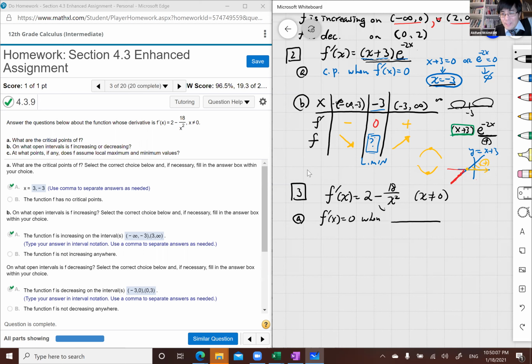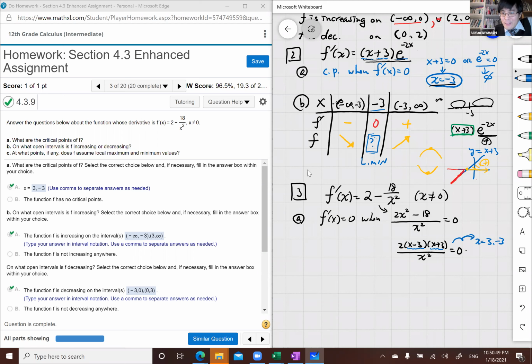If you rewrite this one, it's easier to see. Multiply the top and bottom of the left side to do the fraction subtraction, and we are going to solve for this. The numerator can be factored like this. Now you can see that the derivative becomes 0 if x is equal to 3 or when x is equal to negative 3. So the critical points are x is equal to 3 and negative 3.